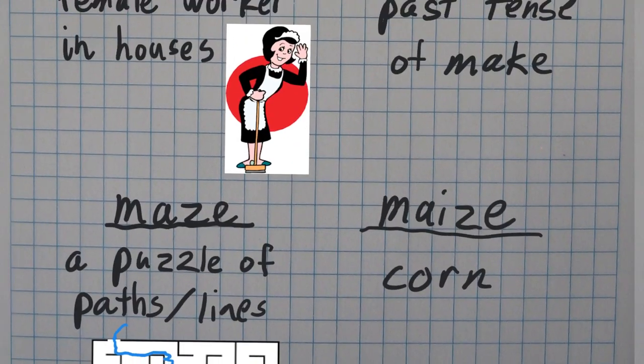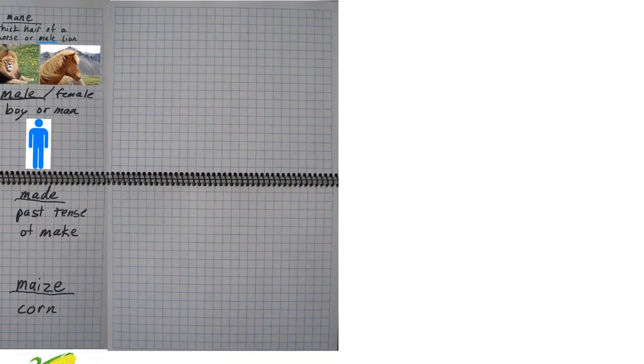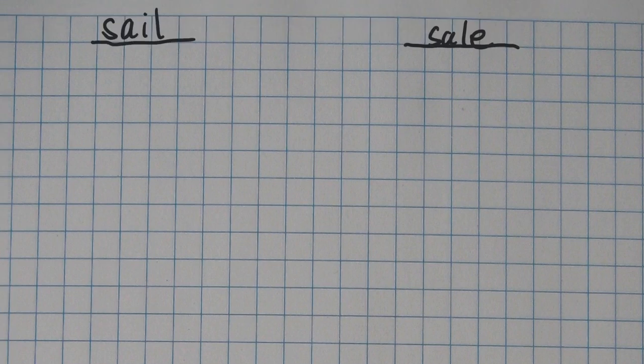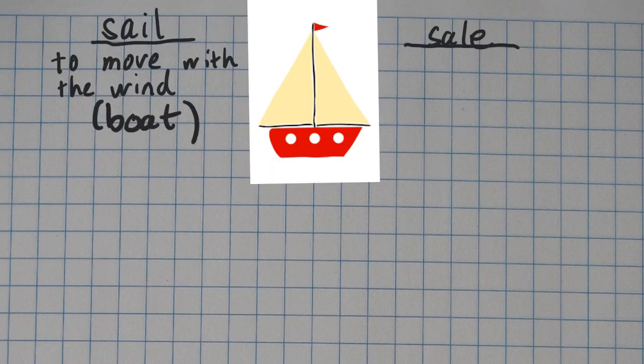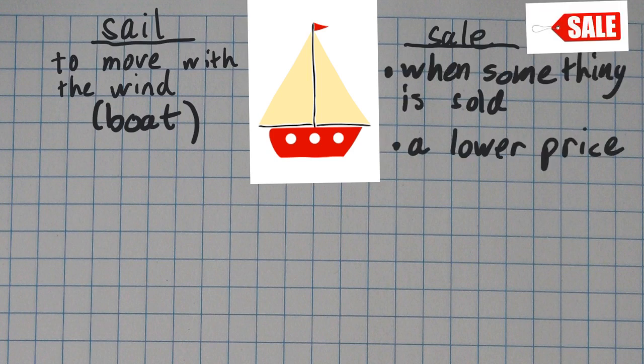And now let's move over here. Next we can look at sail and sale. And this first one here is to move with the wind. Usually it refers to a boat. And it could be a verb, or also this part is called the sail, the noun. This is the sail of the boat. And the other sale, it's connected to when something is sold, or it could just mean a lower price. If something is on sale or for sale, it's cheaper than the normal price.